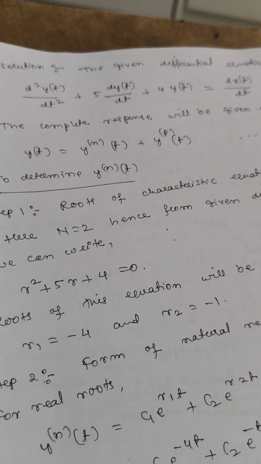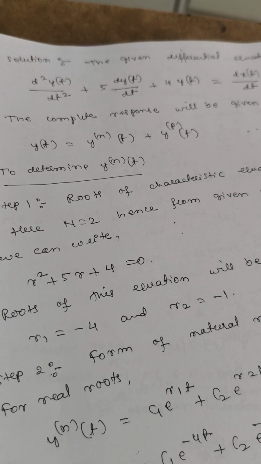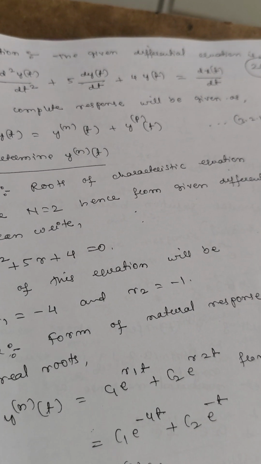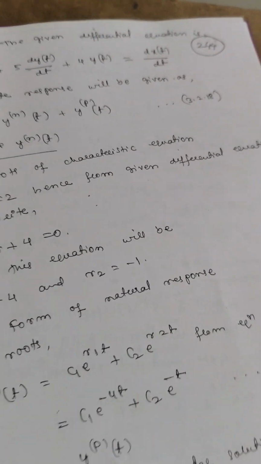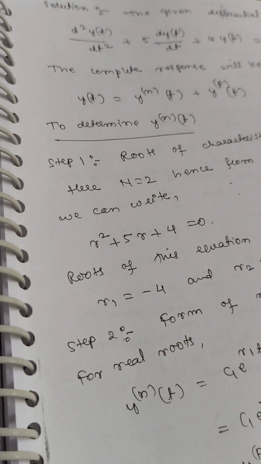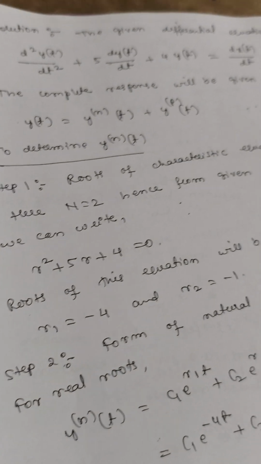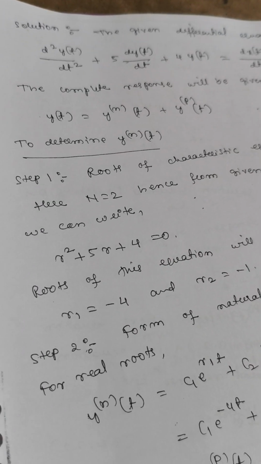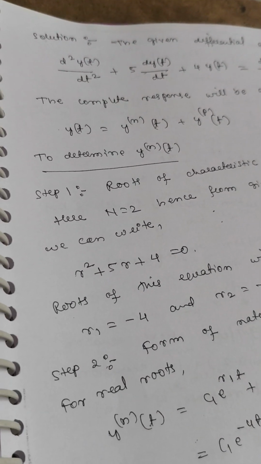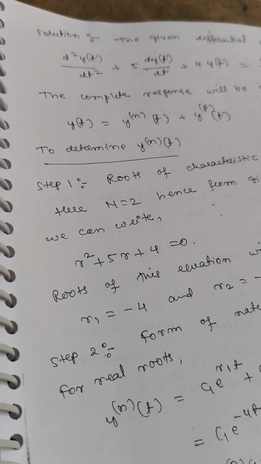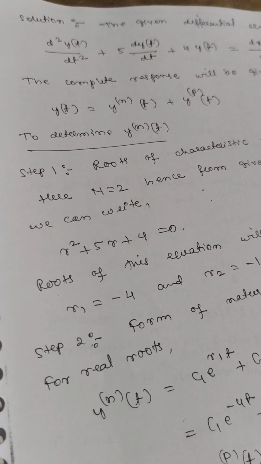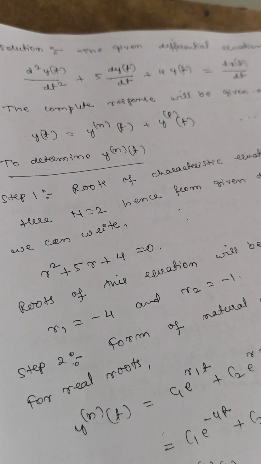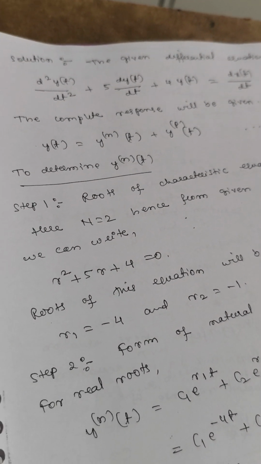Here y n of t is the natural response. The forced response we represent by y p, that is the particular solution. So y of t is nothing but the complete response, the sum of the natural response and the forced response. Already we know how we can calculate the natural response, and we also solve problems related to the forced response.